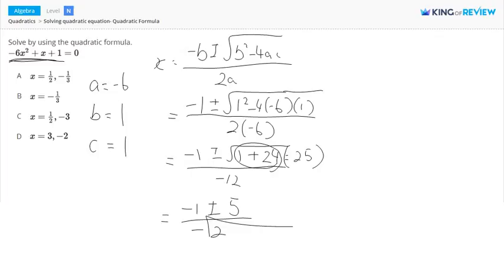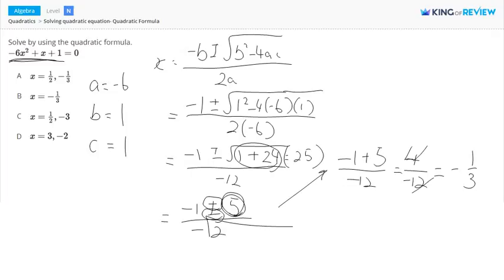Well, we can add the 5, and then we can subtract the 5. So let's think about it in different cases. First, when we add the 5, the equation is going to turn into negative 1 plus 5 over negative 12. So that equals 4 over negative 12, and that equals negative 1/3, right? Because if we simplify that. And then we can just think about the minus part, the negative part.